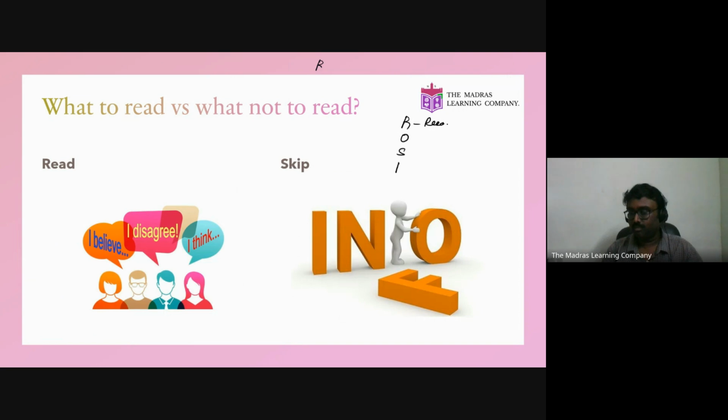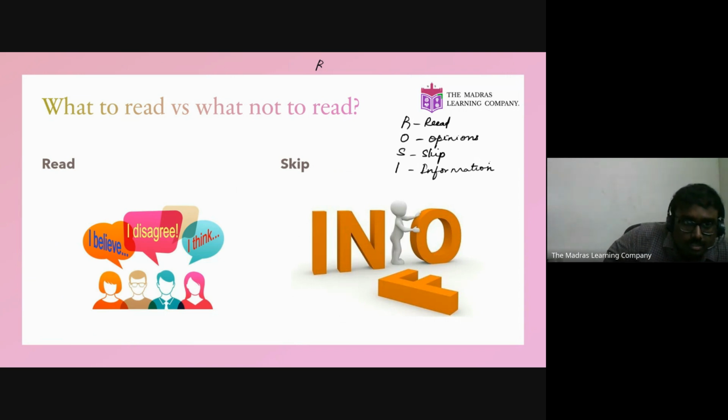Read opinions, skip information. So when you read a sentence and the first half of the sentence, you sort of understand that, yeah, the author is trying to tell me something, then slow down and read that sentence. Very important. But when you read a sentence and that sentence starts with things like, for example, then you know it is information. So skip it. Just jump that sentence. Just leave that sentence completely. Go to the next sentence and see what is true.